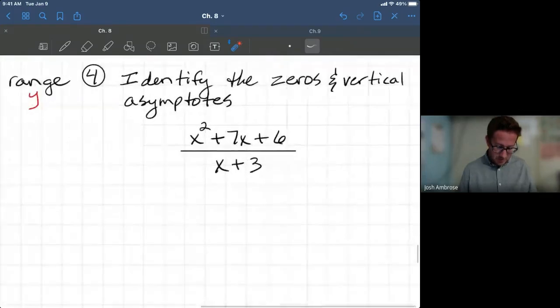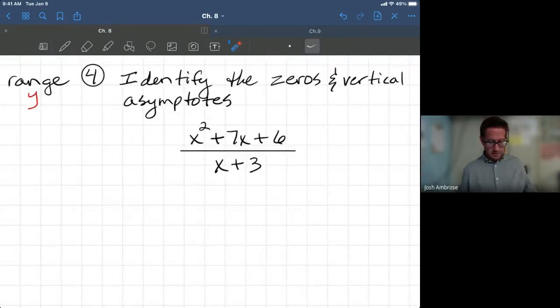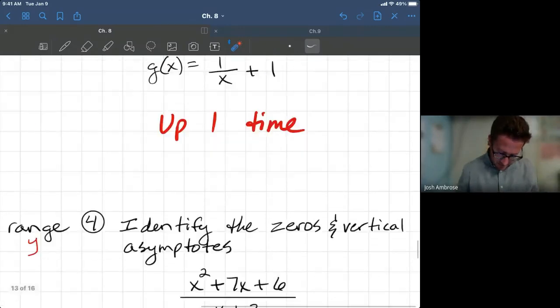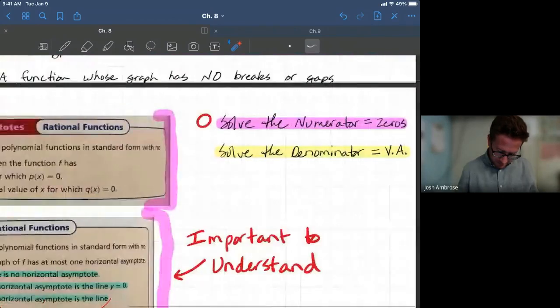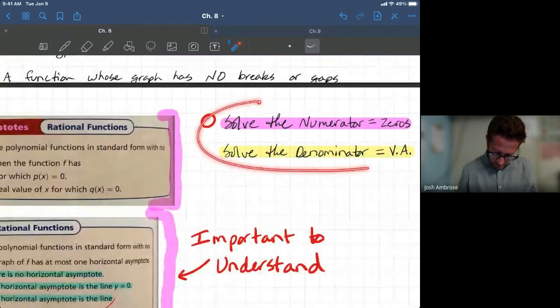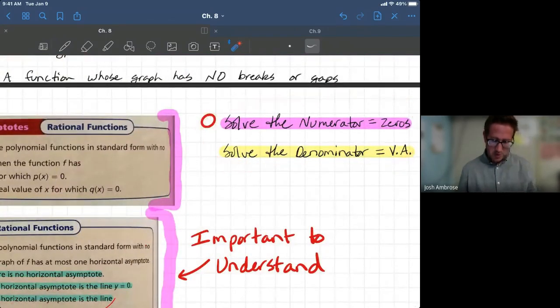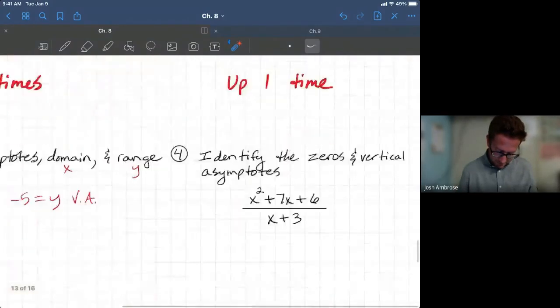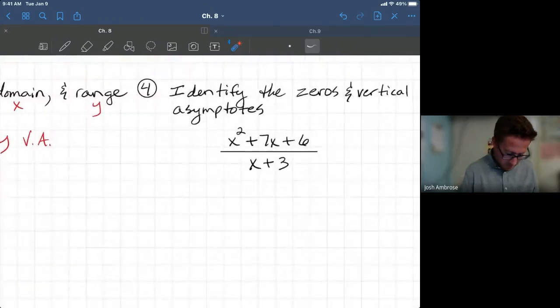So now let's move on to a slightly different concept. We're identifying the zeros and the vertical asymptote. Now this is going to go with this right here. The zeros. Solve the numerator, that's the top. Then solve the denominator, that's the bottom. So the numerator is your zeros. Solve the denominator, the bottom, that's your vertical asymptote. Okay, so let's do that.